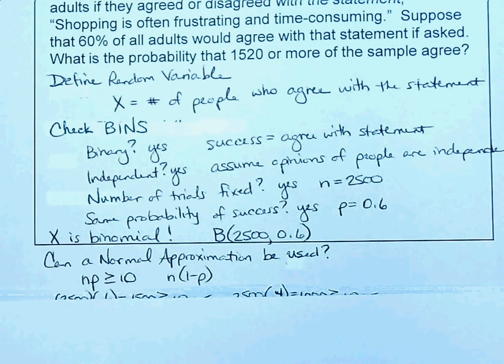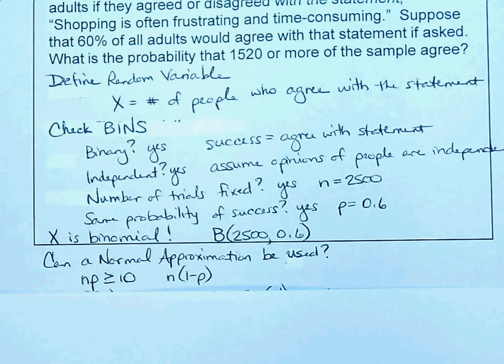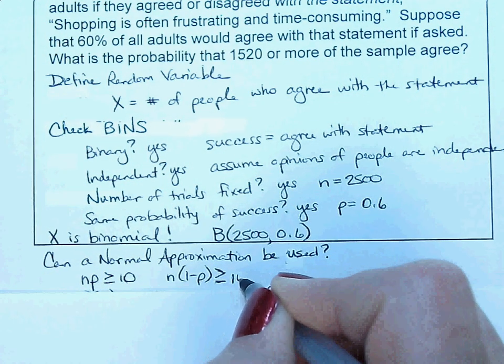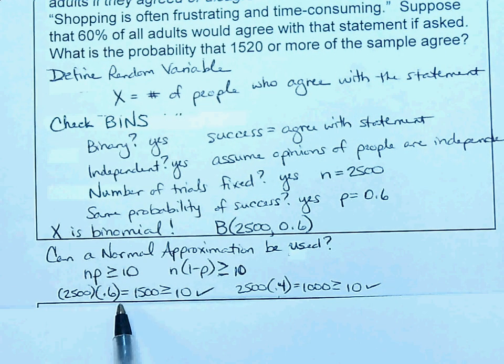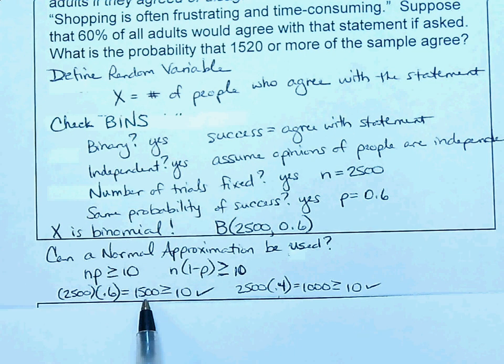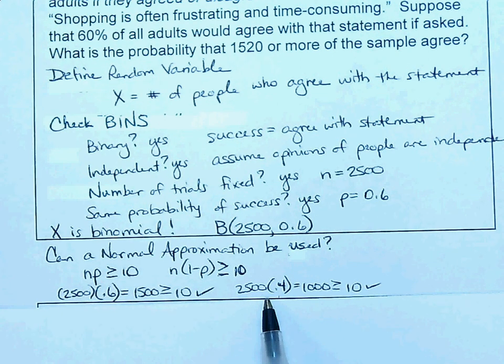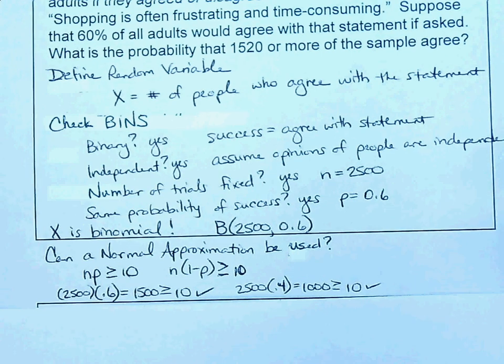So I check to see if n times p is greater than or equal to 10, and n times 1 minus p is greater than or equal to 10. If I plug in the numbers, n is 2,500, p is 0.6. It happens to equal 1,500, which is well over 10. So we're good to go. Then we also look at the number of failures, n times 1 minus p, the probability of failure, which is 0.4. That equals 1,000. And again, we're good to go. It's greater than 10. Therefore, I can use the normal approximation.